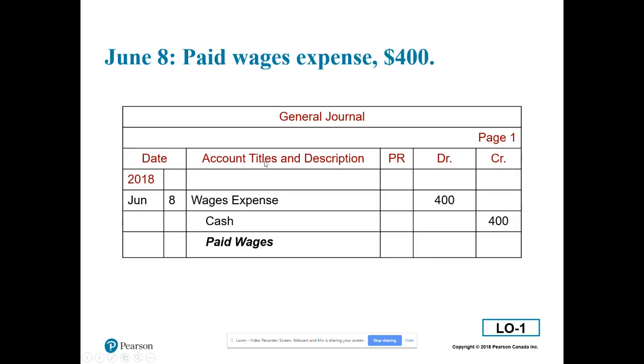Paid my wage expense, $400. Okay, I paid it, so my cash is going down, so that's the credit. And wages expense, that's easy because it says right in the description, wages expense. That's my debit. It's going up, cash is going down.